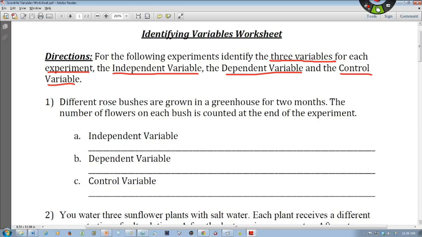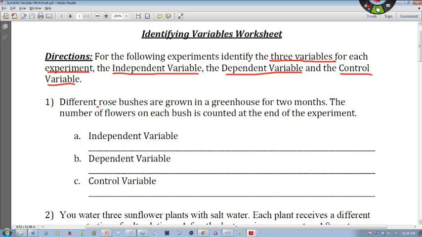So if we look at this experiment that the scientist is performing, it says different rose bushes are grown in a greenhouse for 2 months. The number of flowers on each bush is counted at the end of the experiment. So we have to find the variables. Well, from our catechism, a variable is a factor that can have more than one value and can change during an experiment. So if we look at this experiment, there are a couple things that can have more than one value and can change in the experiment.